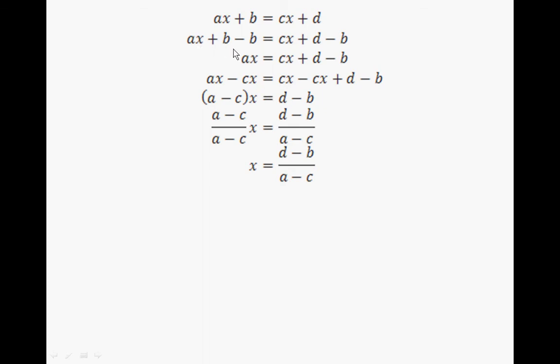But if you follow through, you can see where we're using the properties of equality to transform the equation so that we can solve for x. So here we have subtracted b from both sides. Then we have subtracted c times x from both sides. By using the distributive property, we can factor out x and have a minus c. So now, if we divide by a minus c, we would essentially have d minus b over a minus c. So that's where we end up with x is equal to d minus b divided by a minus c.